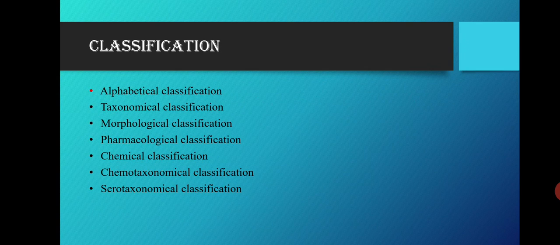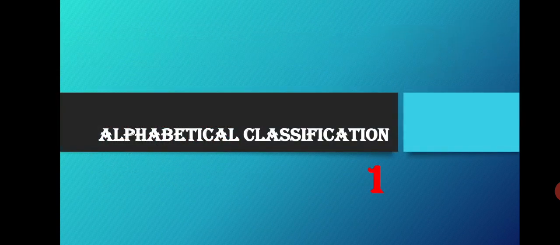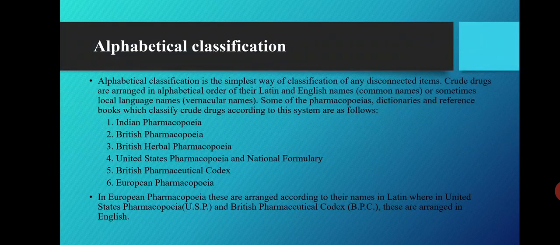So here we start with alphabetical classification, and the common features that the drugs possess, and we are keeping the drug as it is. So what is alphabetical classification? Alphabetical classification is the simplest way of classification of any disconnected items. Crude drugs are arranged in alphabetical order of their Latin and English names, common names, or sometimes local language names, that is vernacular names.